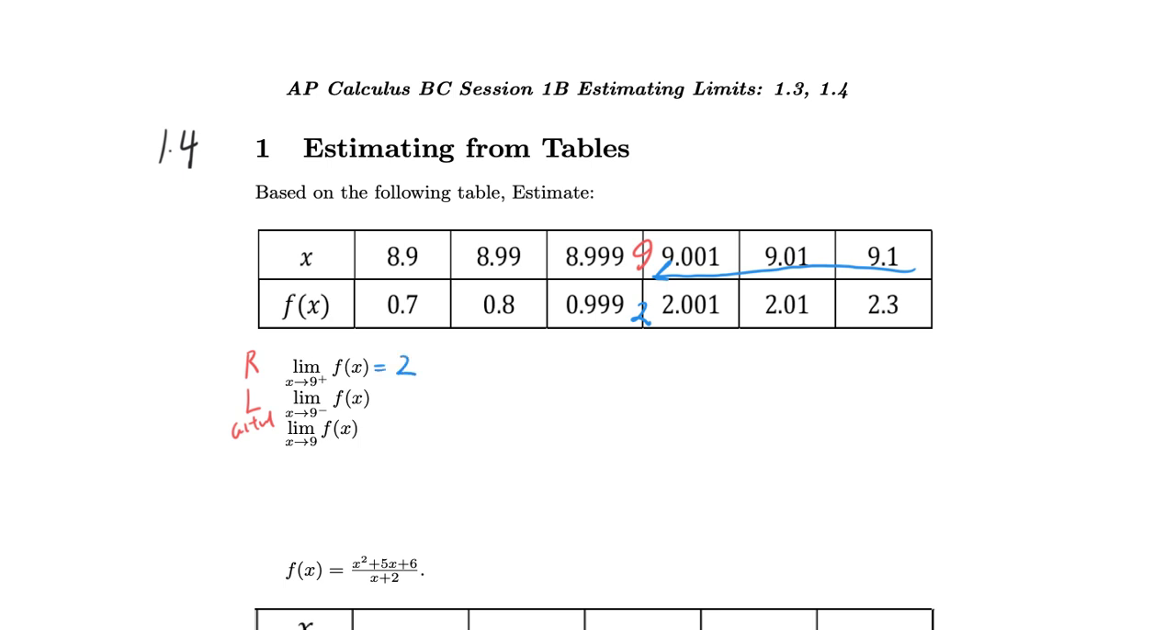Now, from the left-hand side, we're going to do the same process: 8.9, 8.99, 8.999. We're getting closer and closer to 9 from the left-hand side. And if you look at the values, 0.7, 0.8, 0.999, we are getting to 1. So these are the right and left hand limits.